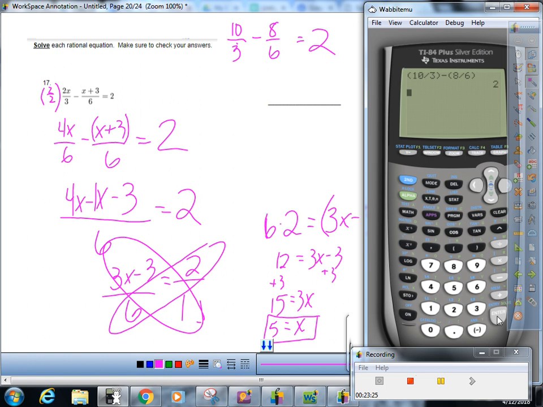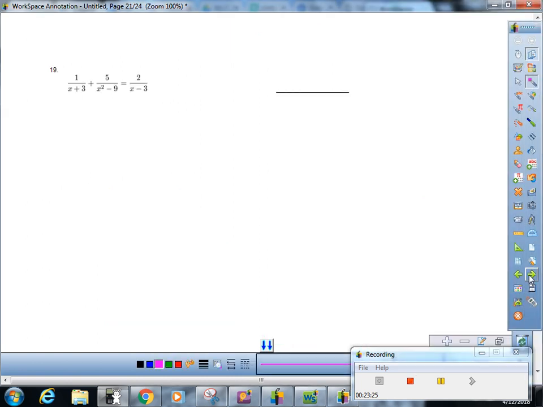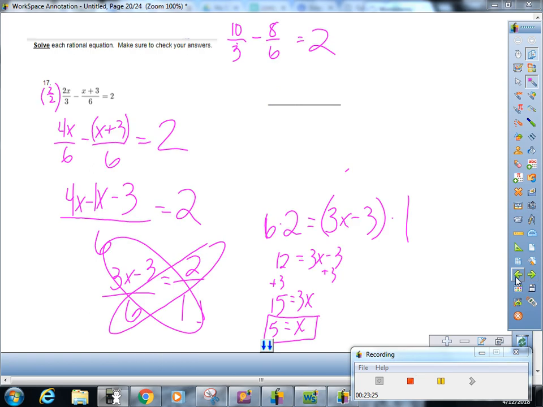So if you have enough time, you can check these and make sure you got it right. If you didn't get it right, you probably just made a little mistake. And we've got one more. Appreciate your patience. Did I circle my answer? Yes. X equals 5.